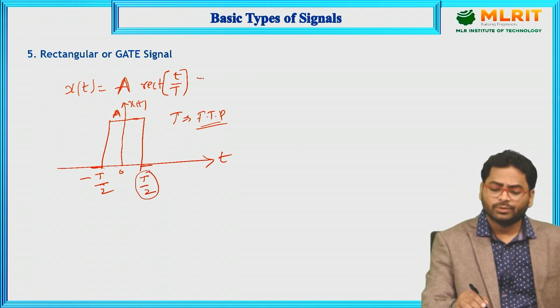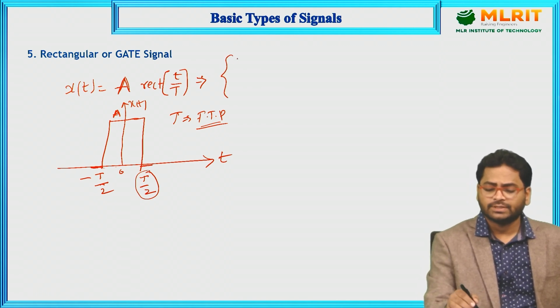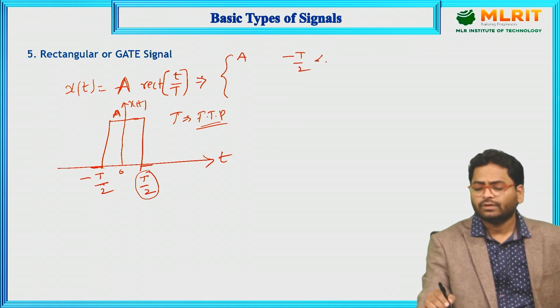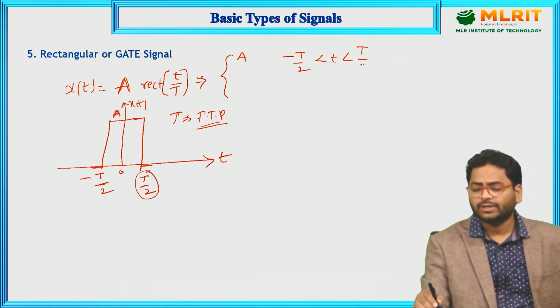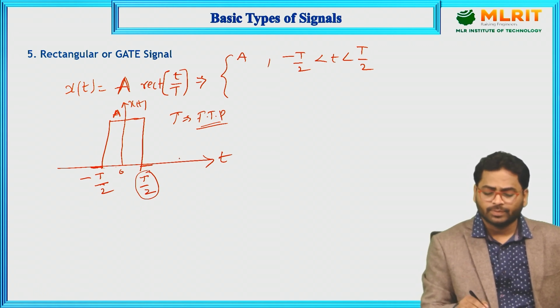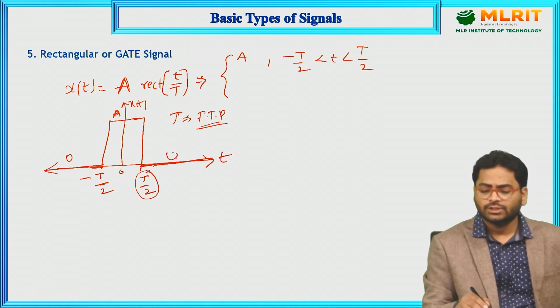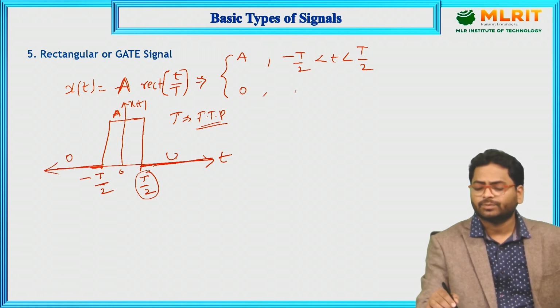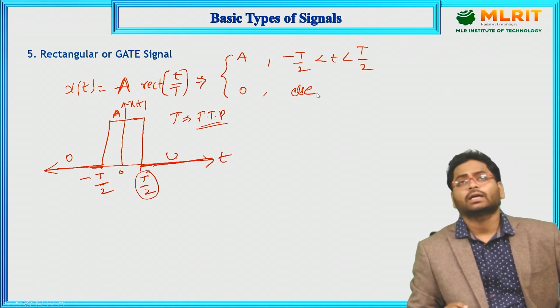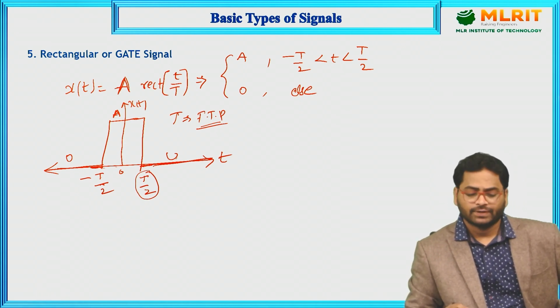So how are you going to represent this one? Similarly, the amplitude is A in between minus T by 2 to T by 2. This is the first case. And what about the remaining case? From T by 2 to infinity and minus T by 2 to minus infinity, the amplitude is 0. I am putting it as the remaining place, that means else. So this is a mathematical representation of the rectangular function, or you can call it a gate function.